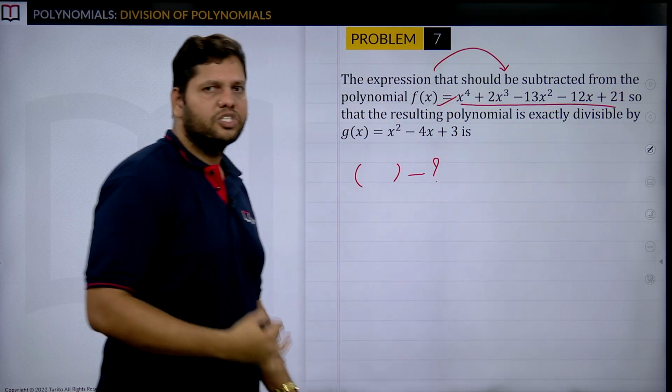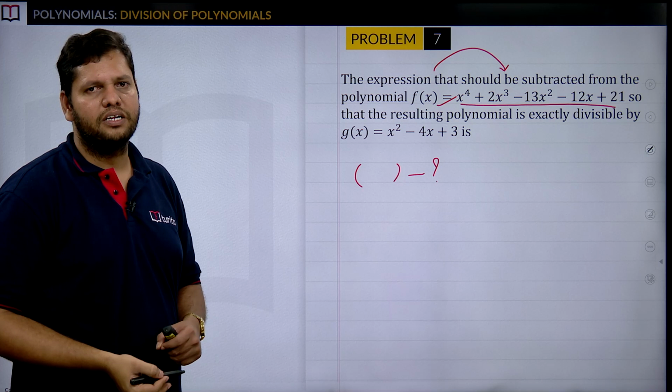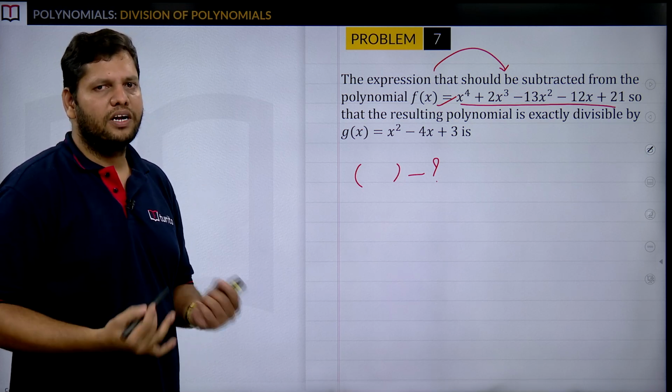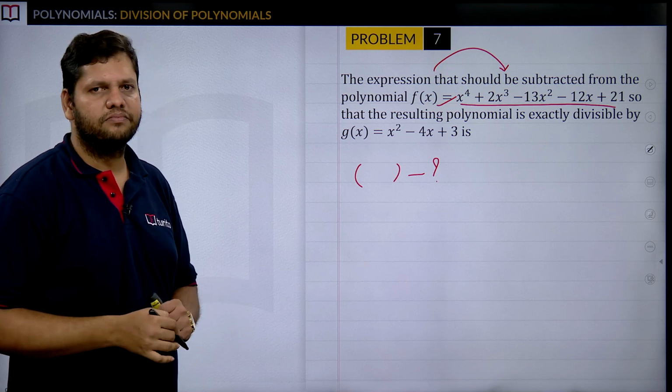You do one thing, children. Just do the common division only. You'll get the remainder. So that remainder should be subtracted from the given polynomial expression. Okay. So find the remainder. So that is the final answer. Clear, children?